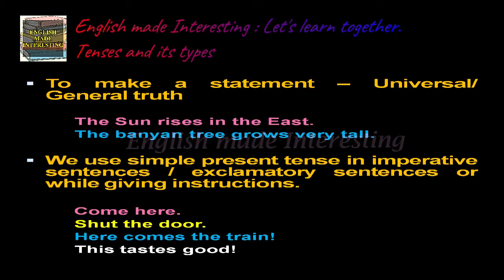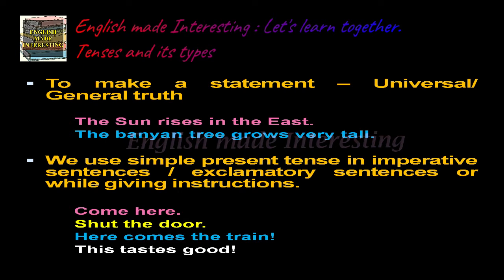Next, to make a statement that is universal or general truth, we make use of simple present tense. Example, the sun rises in the east. There is no change. Every day the sun rises in the east. So it's a general truth. It's a universal truth. That's why we use simple present tense here. Next example, the banyan tree grows very tall. Here again, simple present tense is used because it is a truth.